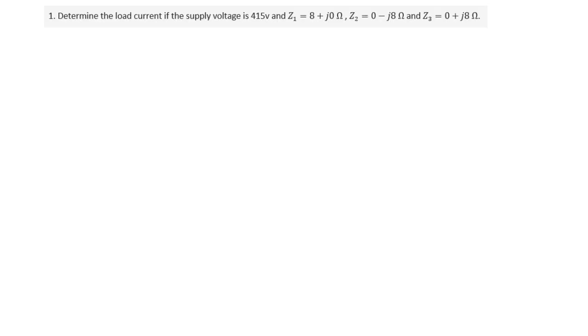So for example 1, determine the load current if the supply voltage is 415 volts and then Z1 equals 8 plus j0 ohms, Z2 equals 0 minus j8 ohms, and then Z3 equals 0 plus j8 ohms. So this is a very simple problem. Let's try to solve this problem together.